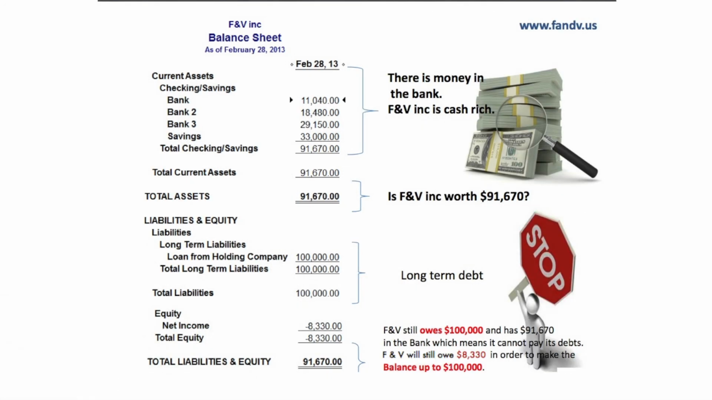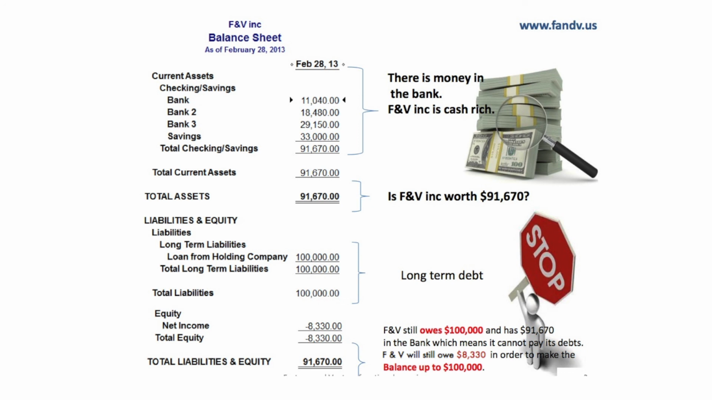Fortune & Venture Incorporated balance sheet. Here you see there is money in the bank. Fortune & Venture Inc. is cash rich. Here you see that Fortune & Venture Inc. is worth $91,670. Or is it? Long-term debt. Fortune & Venture still owes the $100,000 from the startup loan in the beginning of the game and has $91,670 in the bank, which means it cannot pay its debts.